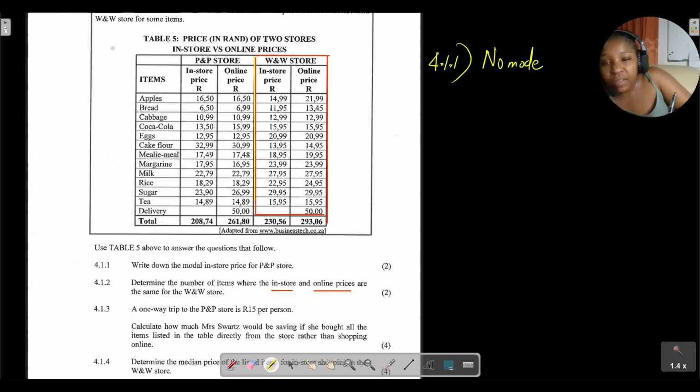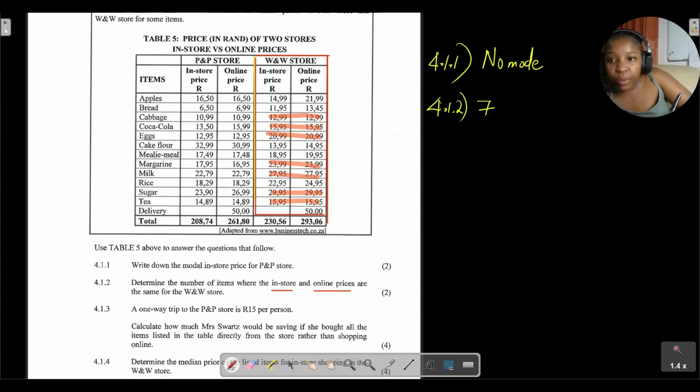So we need to go down this list. We're going to start there: not the same, not the same, they're the same, the same, the same. So it's 3, 4, 5, 6, 7. How many items have the same prices? It's 7 items.